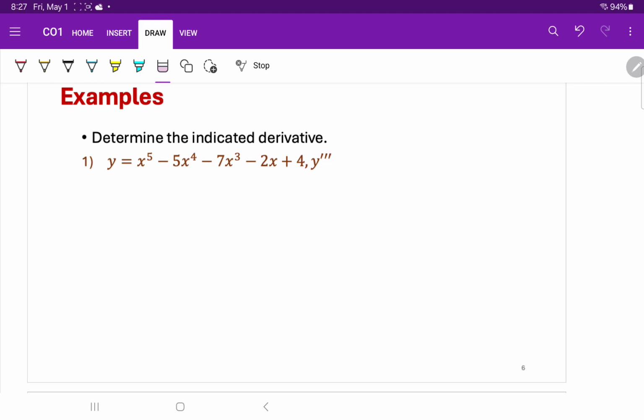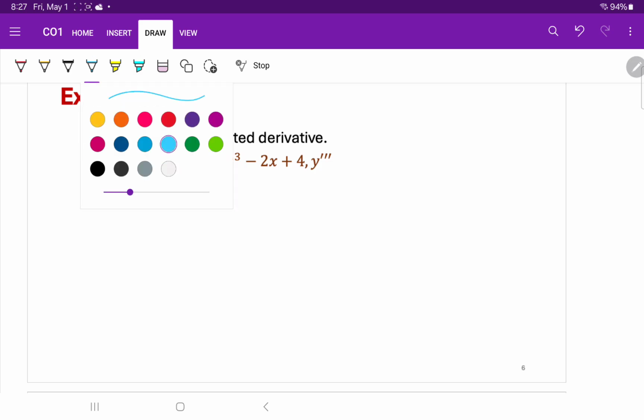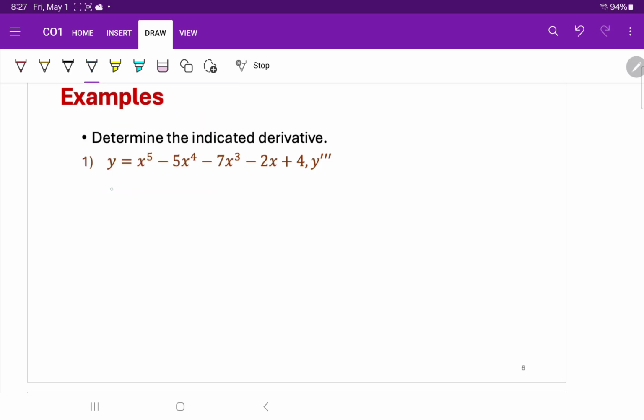Let's use a different color. Okay, so how will you solve for y prime? It's 5x to the 4th minus 20x cubed minus 21x squared minus 2. That's the first derivative. Now solve for the second derivative. What you do is you differentiate the first derivative. This gives you 20x cubed minus 60x squared minus 42x minus 0.